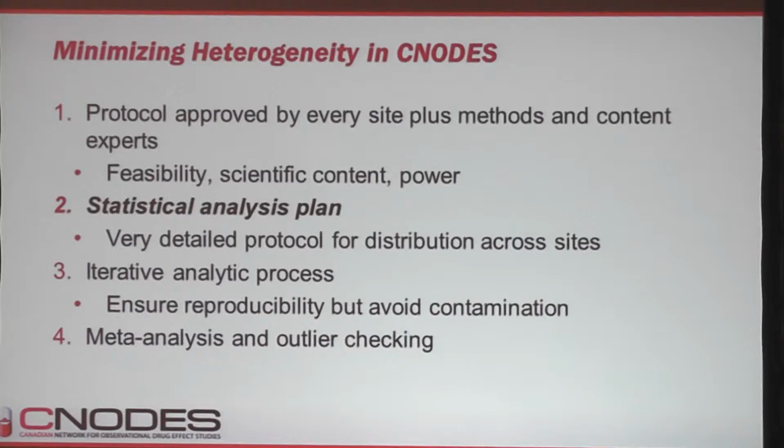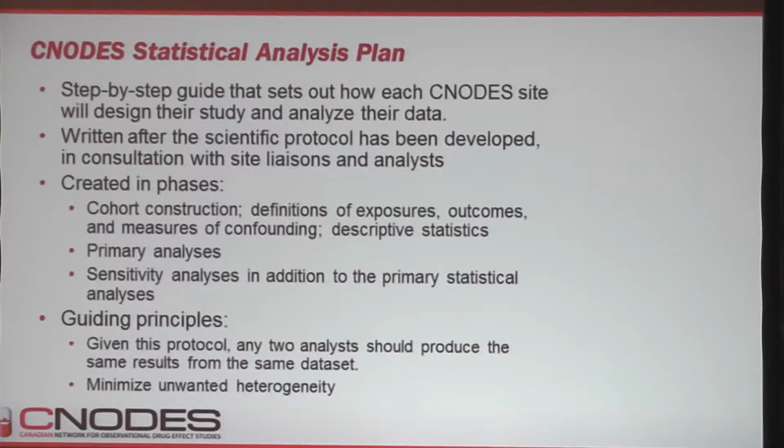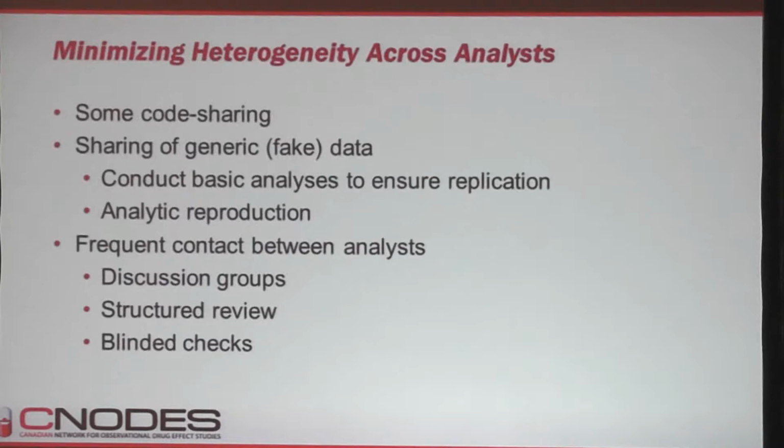The analysis plan, I won't go through this in detail. It's a step-by-step guide that sets out how the site should design the study and analyze the data. The key parts about it are it's created in phases. So the cohorts are constructed and some preliminary analyses are done. And then we do a checkpoint, do things make sense, before we go on to the final descriptive statistics. We do a check there before we go on to the main analysis, because we want to identify sources of heterogeneity across the sites at this point. Then we run the primary analyses, then we run a bunch of sensitivity analyses.